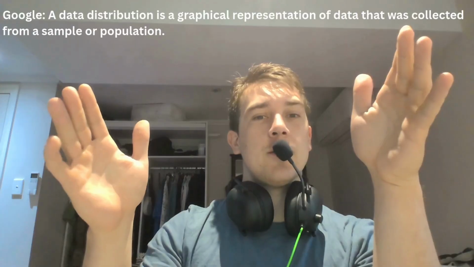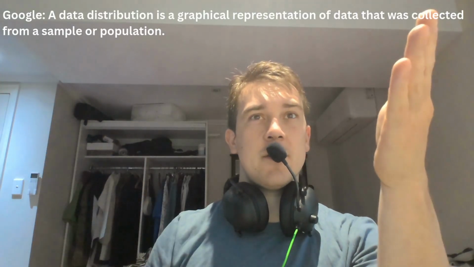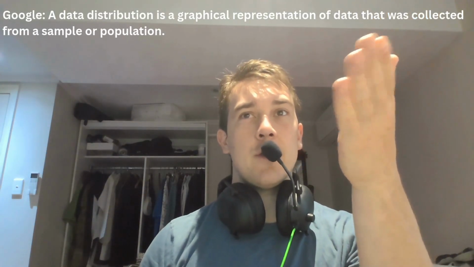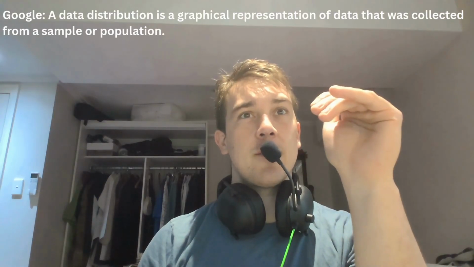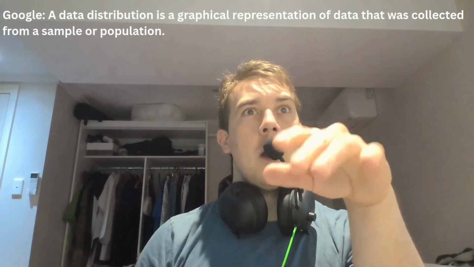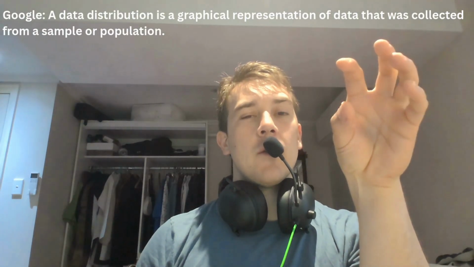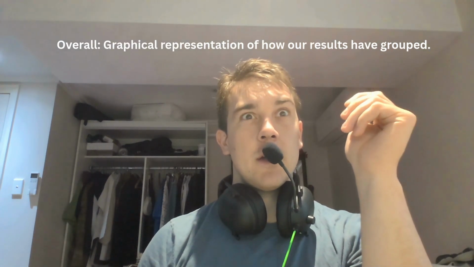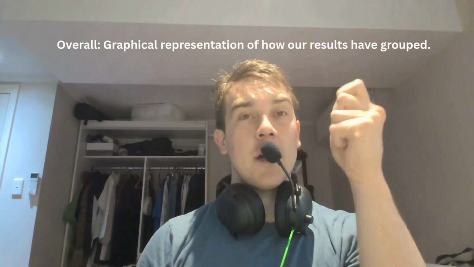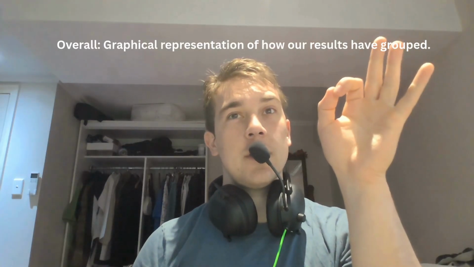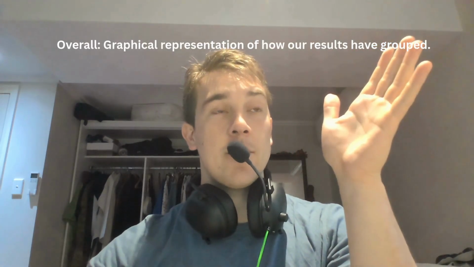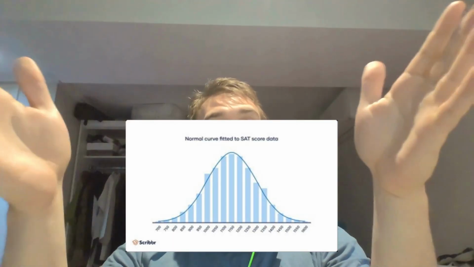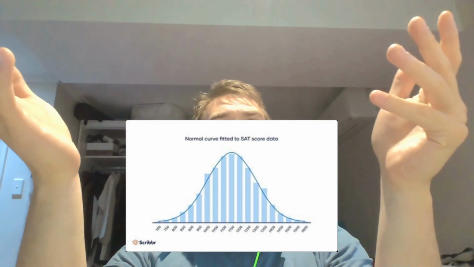And if we ask just regular Google, it says a data distribution is a graphical representation of data that was collected from a sample or population. Once again, bringing that sort of graphical representation in. Overall, if we're trying to collate these answers, we get that data distribution is a graphical representation of how our results have grouped. A distribution in its simplest and most common format would be considered a normal distribution, like an example that we have here.